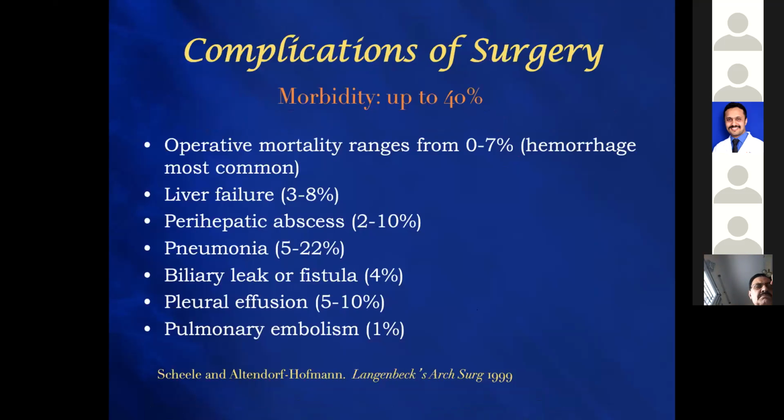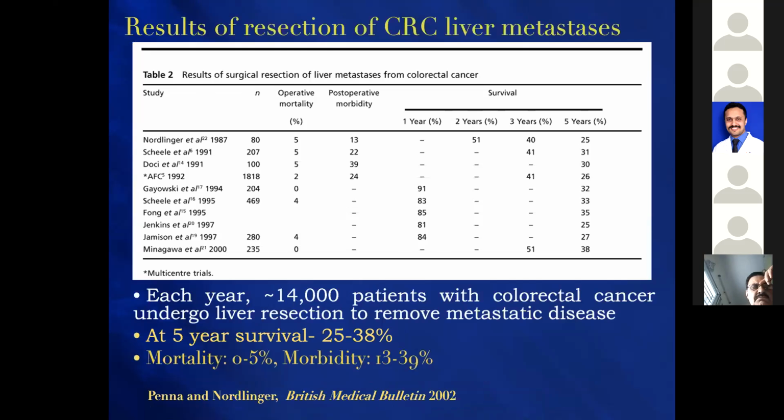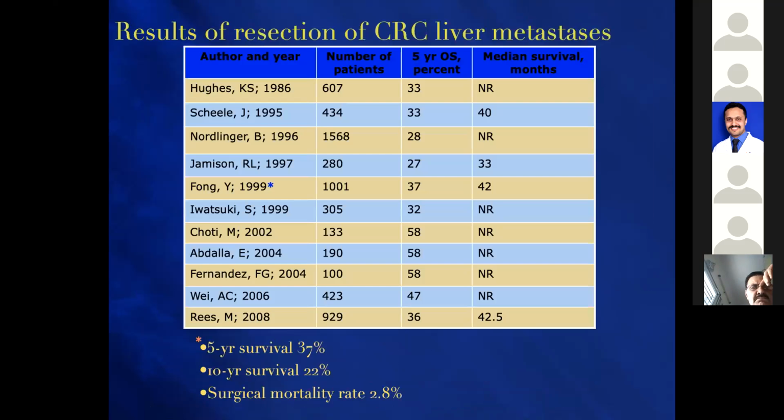Operative mortality is 0 to 7%. Hemorrhage is the most common cause. Liver failure can happen. Perihepatic abscesses, pneumonia, pleural effusion, empyema, pulmonary embolism, biliary leak, or fistula. At 5 years, as I told, this is already discussed.